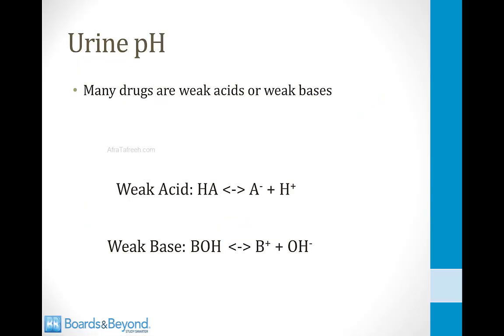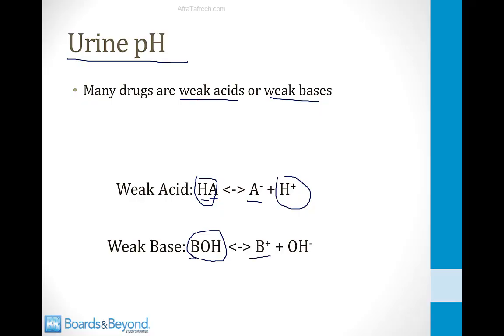Now let's talk about a very simple but high yield topic for step one, and that's how urine pH affects the elimination of drugs. You should know that many drugs are either weak acids or weak bases. A weak acid is a drug that likes to give up a hydrogen atom. So it's some anion A and a hydrogen atom connected together, so we call it HA, and it can fall apart and become the anion plus a hydrogen ion, like what I've shown right here. Weak bases are something like a base B connected to an OH molecule, and that can fall apart and become a positively charged base plus an OH negative molecule, like I've shown right here.